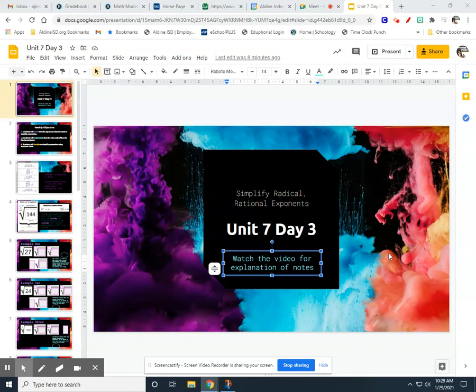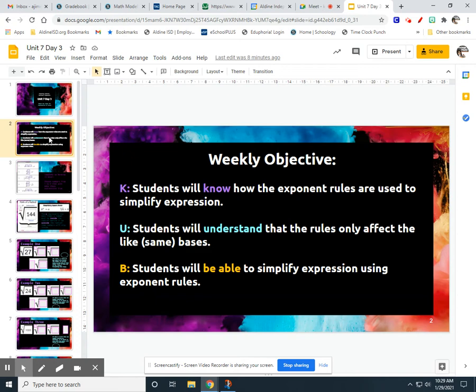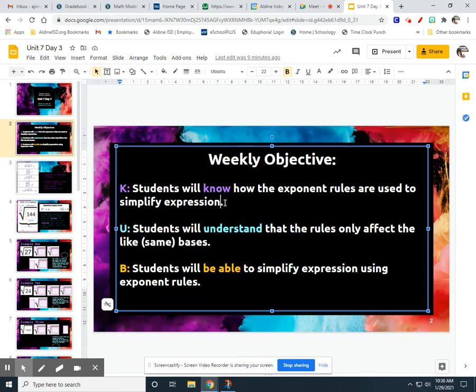Here's Unit 7, Day 3. We're going to be simplifying radicals and rational exponents. Our objective is still that we're going to know how exponent rules are used to simplify expressions. We're going to understand that rules only affect the same base or like bases, and we're going to be able to simplify expressions using exponent rules.